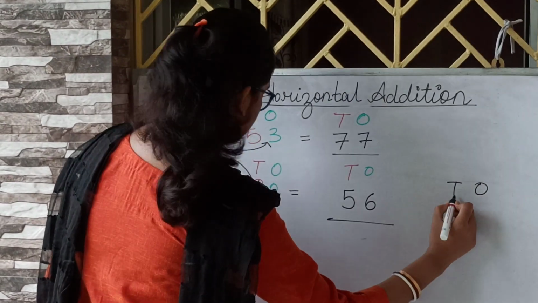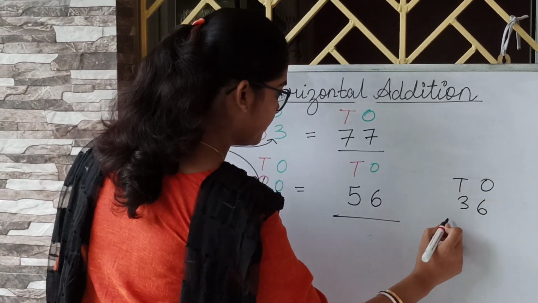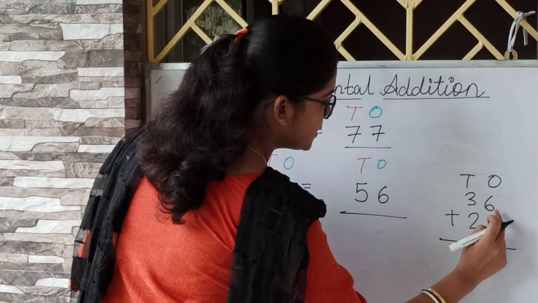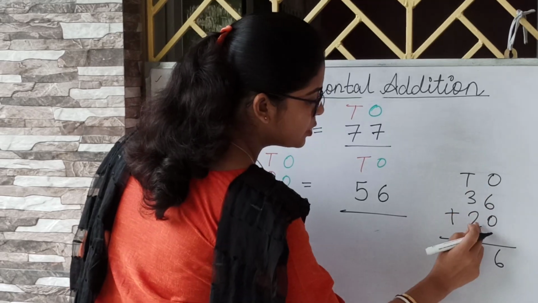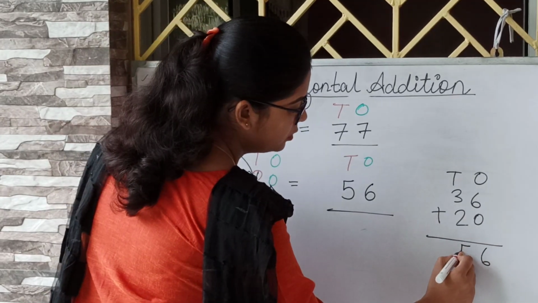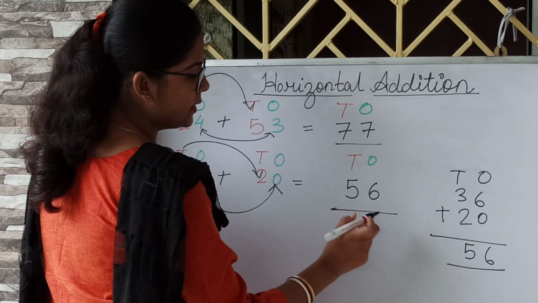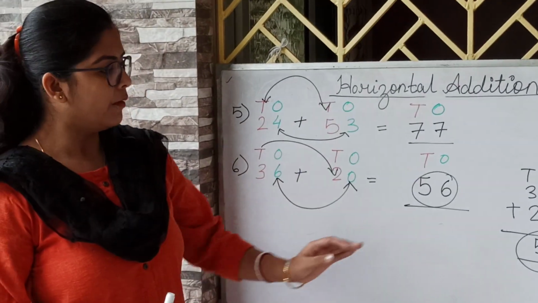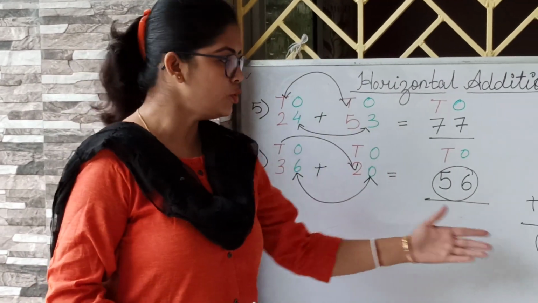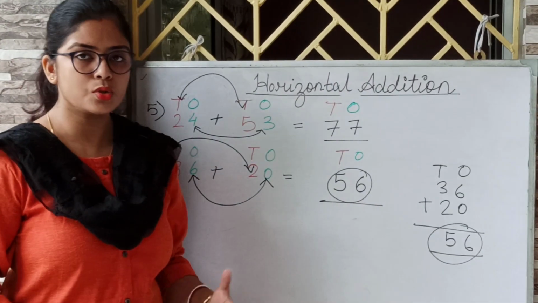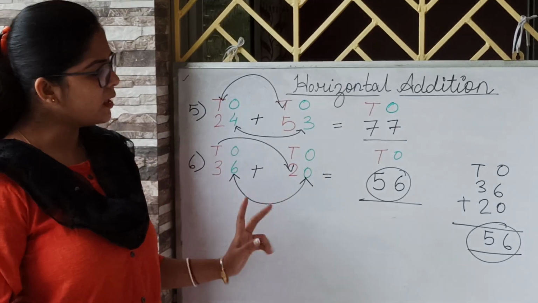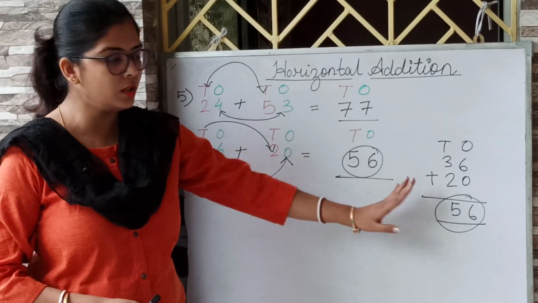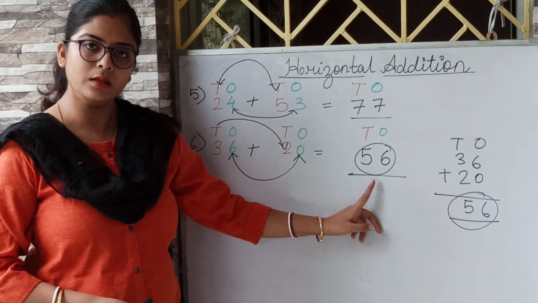Ones, tens. 36 plus 20. 6 plus 0 is 6. 3 plus 2, what? Count, you will get 5. So 56, and here also 56, here also 56. The same thing: the vertical addition answer is the same as the horizontal addition. So students, these are the two processes of addition. One is vertical addition, and this is called horizontal addition.